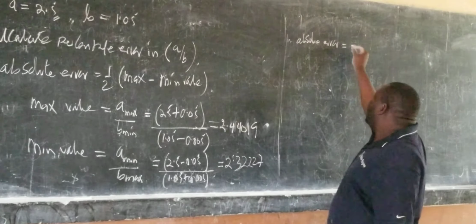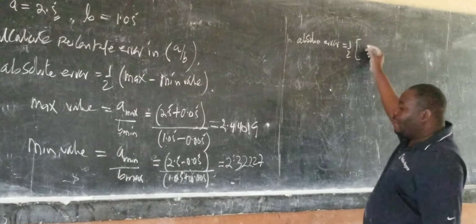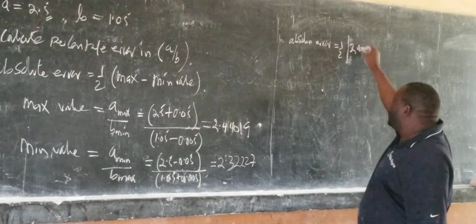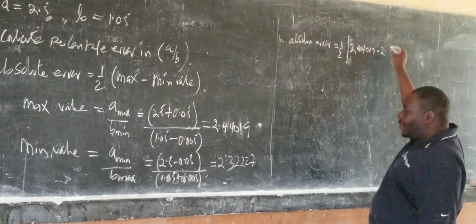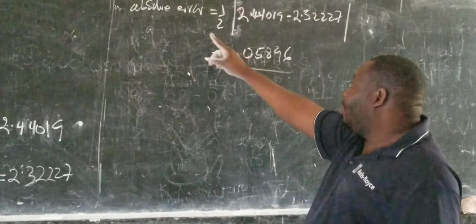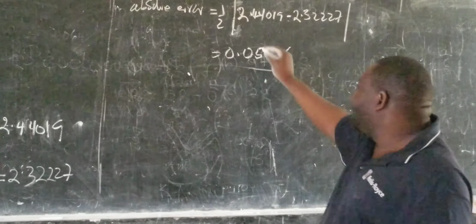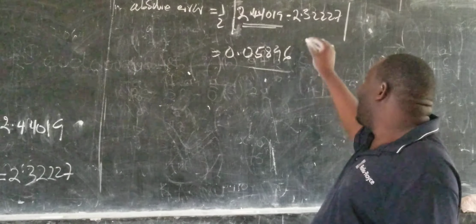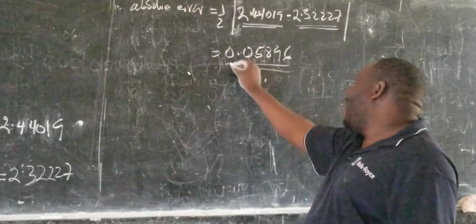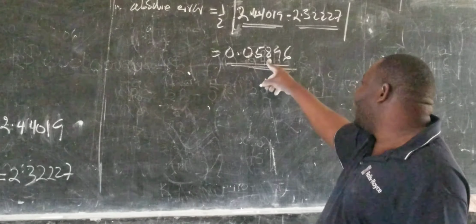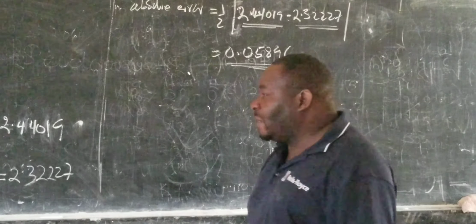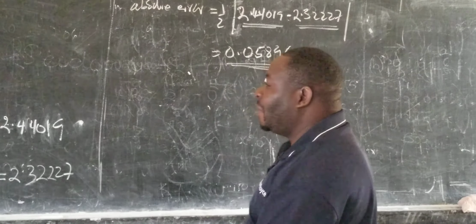So now we can look at getting the absolute error. The absolute error here will be a half times the maximum value, which is 2.44019, minus 2.32227. That is the maximum value from the expression minus the minimum value from the expression, times a half. And we come up with 0.05896 as our absolute error. Remember, what we want to get is the percentage error.